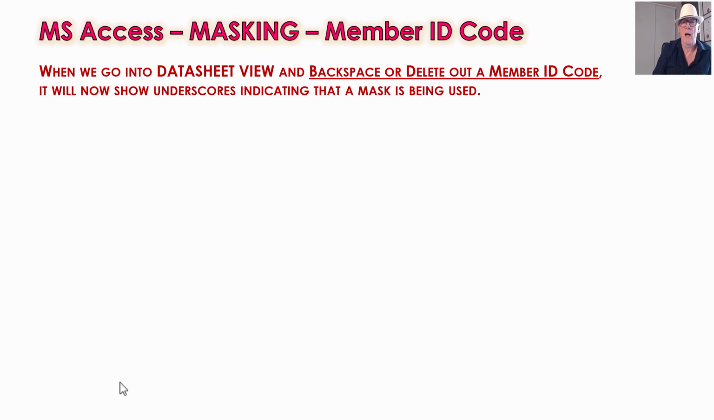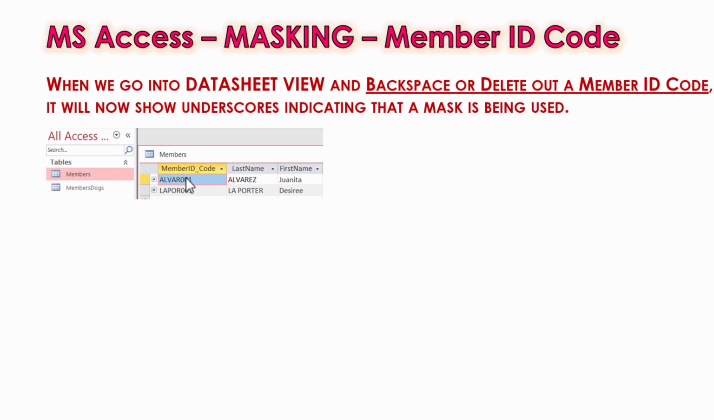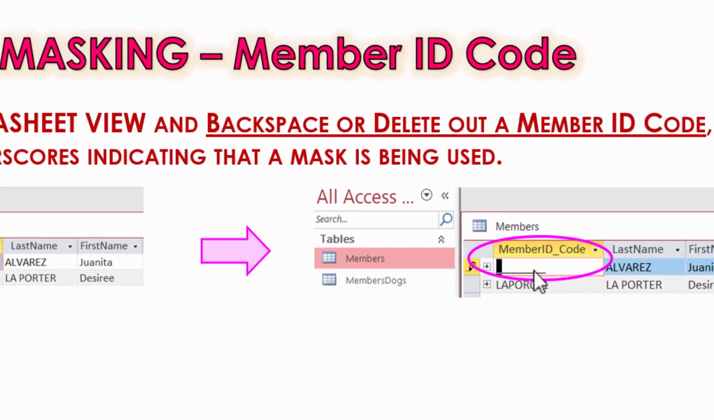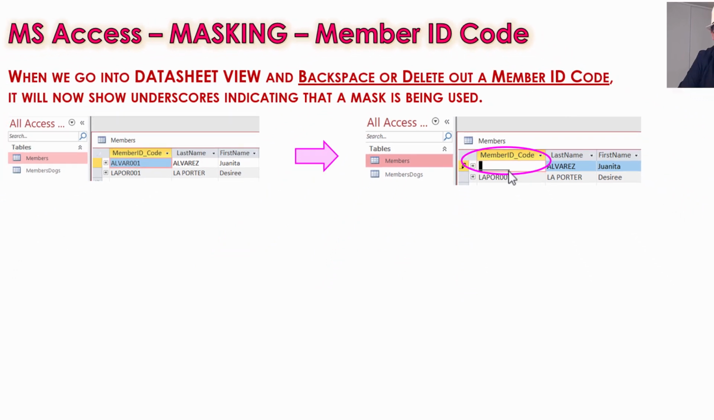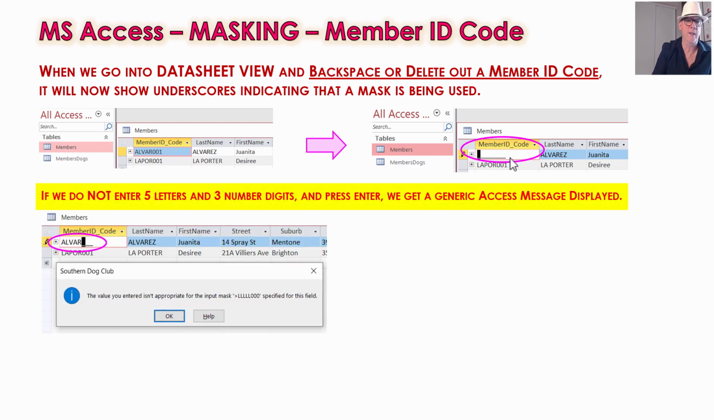Now, when we go into datasheet view, it shows underscores. So if you go to a member ID code that's there in datasheet view at the moment and just backspace it all out, see how it's got underscores now, which tells the user how long it must be, that you're not allowed to make it any shorter than that line. You have to fill up the whole line. That's happened because we've added masking. Previously, we didn't have that. It wouldn't show underlines there.